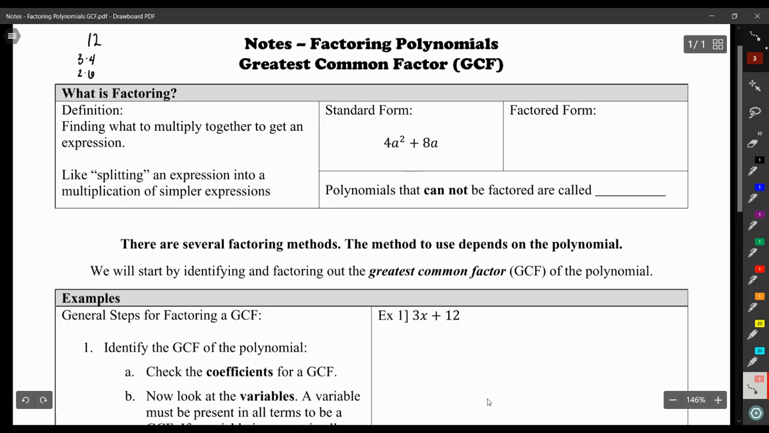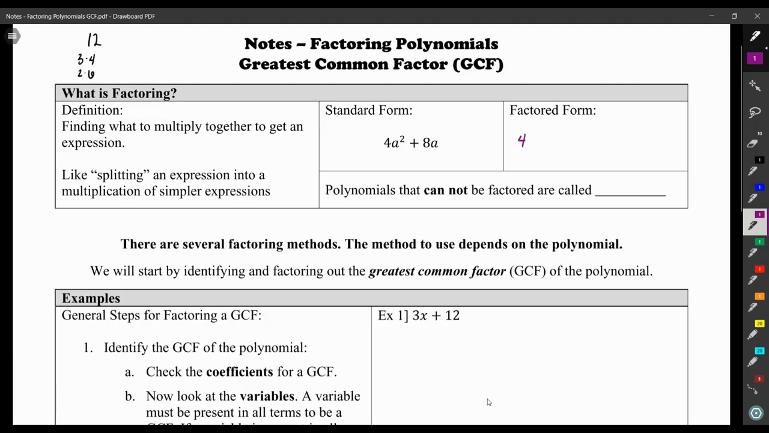So you look at each term individually, 4a squared and 8a. First, look at your coefficients. 4 and 8 both can be divided by a 4, so we're going to put that on the outside. I know that this has two a's because a squared is really a times a, and this just has a single a. So at most, I can divide out a single a from the first and the second term. That means 4a is the GCF, the greatest common factor between these two terms.